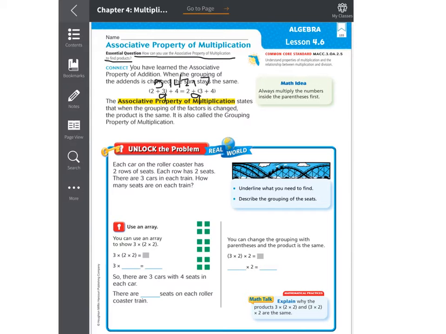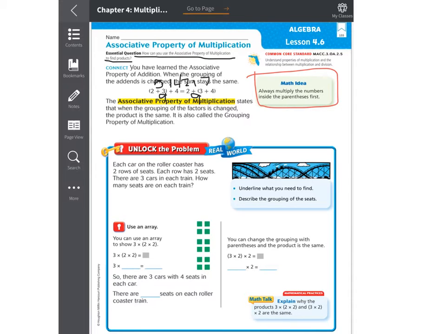This is the same idea that we will have with the associative property of multiplication. It states that when the grouping of the factors is changed, the product is the same. It is also called the grouping property of multiplication. Over here, I wanted to point out that this is an important math idea. Always multiply the numbers inside the parentheses first. Let's go ahead and unlock the problem.